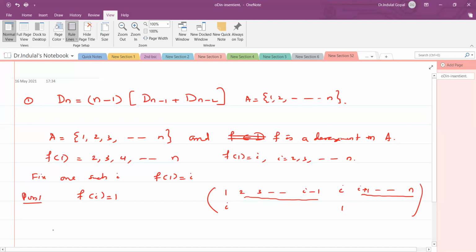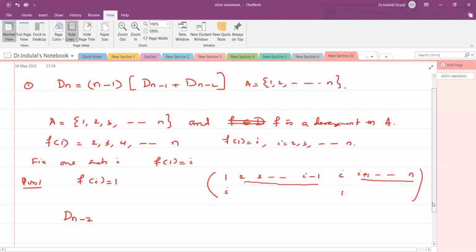And by the bijection principle, there are dn minus 2 derangements on n minus 2 symbols. So there are dn minus 2 derangements of this type. Which type? The derangements on n symbols in which the image of 1 is i and the image of i is 1, for a fixed i.